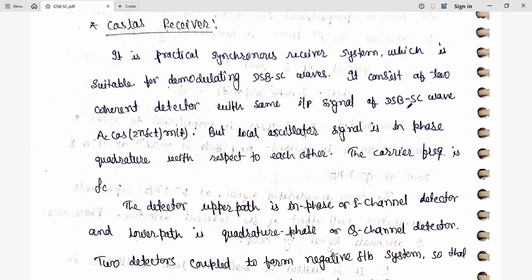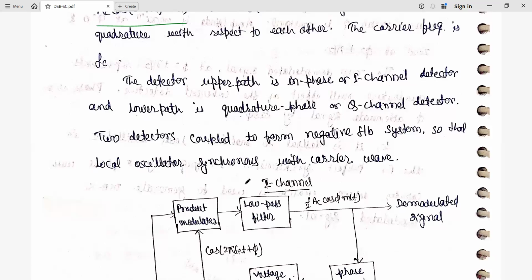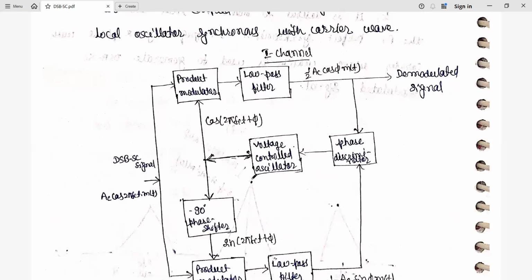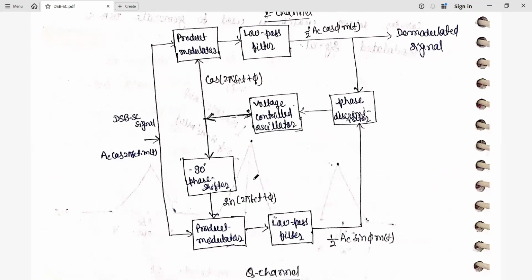So now here also we are using the product modulators, and one of the inputs is the modulated wave. Another input is what? The carrier signal from the local oscillator. So this is the signal which is being transmitted. Now here we are going to talk about in-phase and quadrature parts. If you see the block diagram, it will be much clearer.